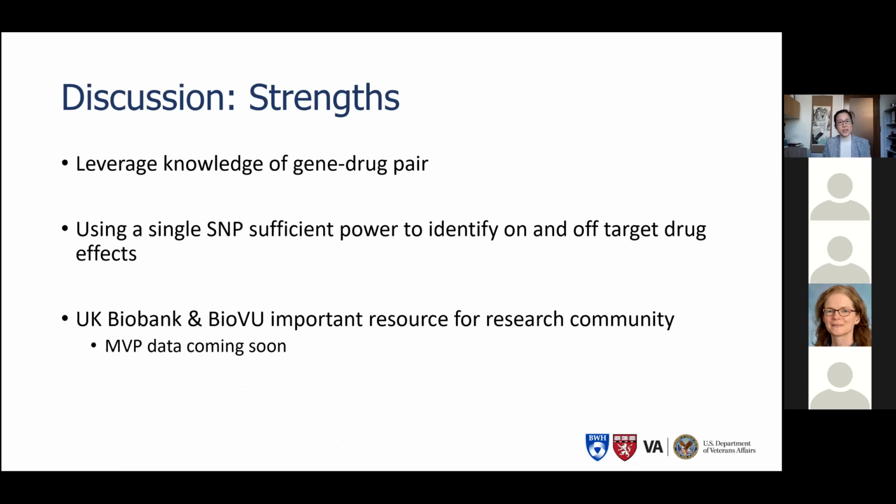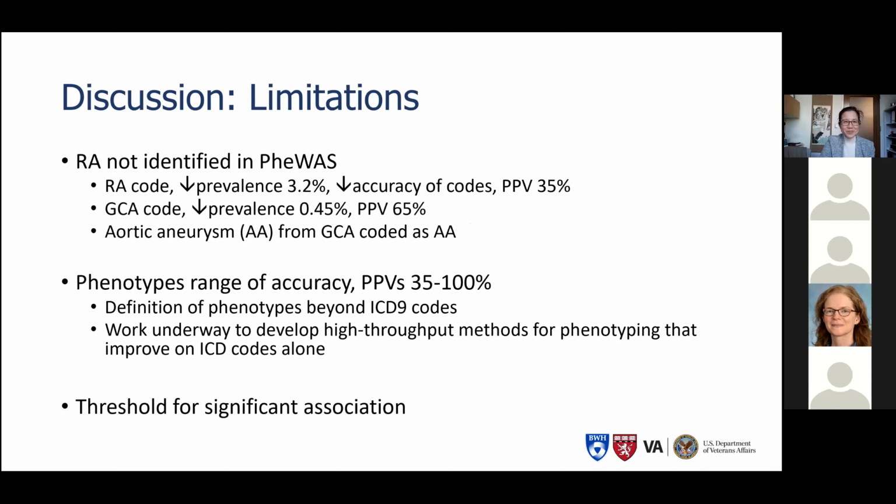And so some of the strengths I'd say is, this proof of concept, we're really able to capture signals, leveraging knowledge of the gene-drug pair. And that actually, I didn't show you the replication, but we were able to replicate the cardiovascular, the aneurysm, and atopic dermatitis in UK Biobank and BioVU. And just a quick note here that MVP is working hard to get their data out there.